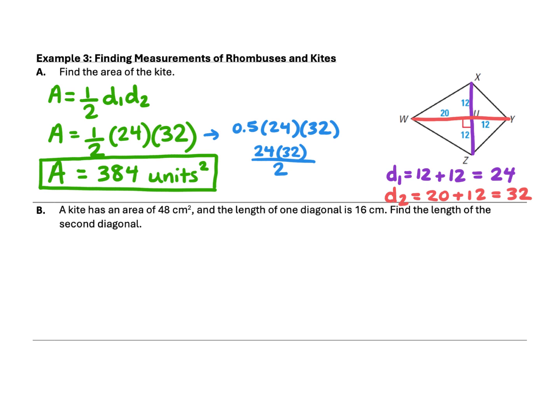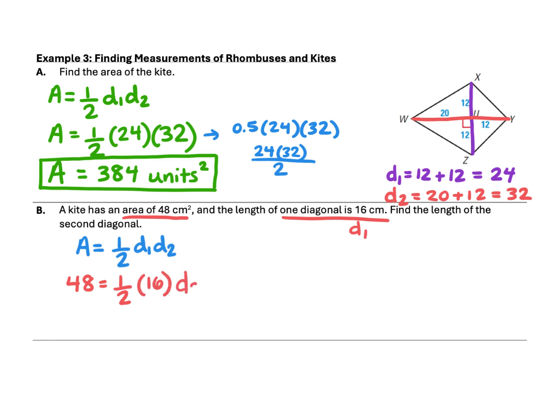Let's try another example. For part B, we have a kite that has an area of 48 square centimeters, and the length of one diagonal is 16 centimeters. Find the length of the second diagonal. We still want to use the area formula for a kite, which is 1/2 d1 times d2. So this time, we know the area is 48. So I'm going to substitute 48 right here. And then D1 is the 16. And D2 is our unknown.